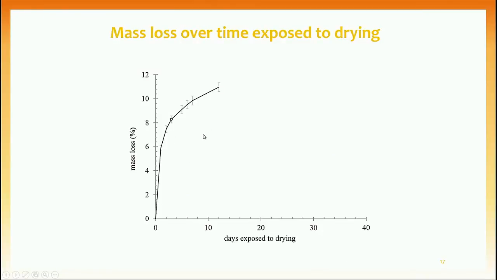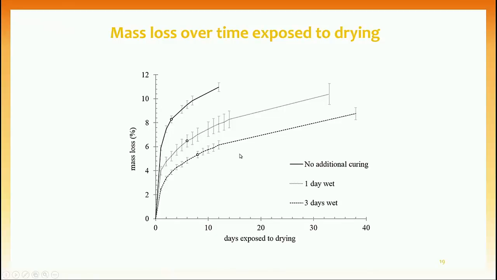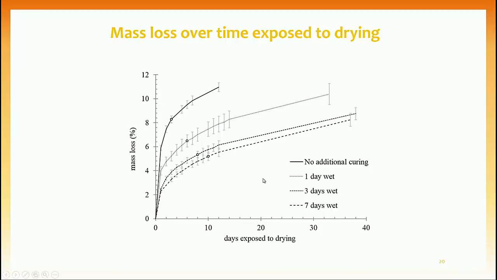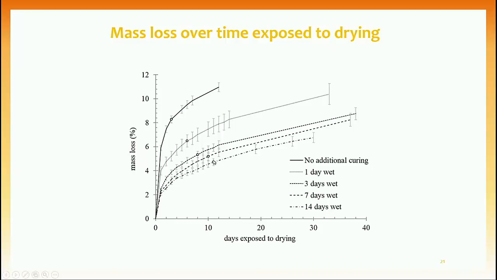This is the no-cured sample. As you increase the duration of the wet curing, there is less mass loss in the system, which is statistically different. 3 days, 7 days, and this is the 14 days of wet curing. So there is less mass loss in the samples that had the maximum wet curing duration.